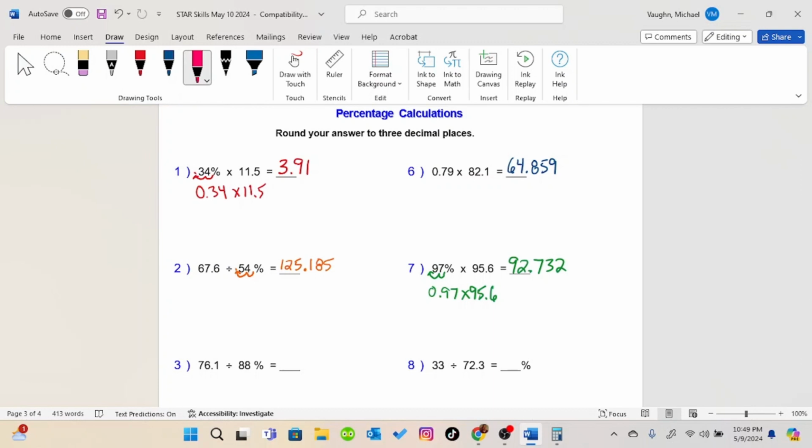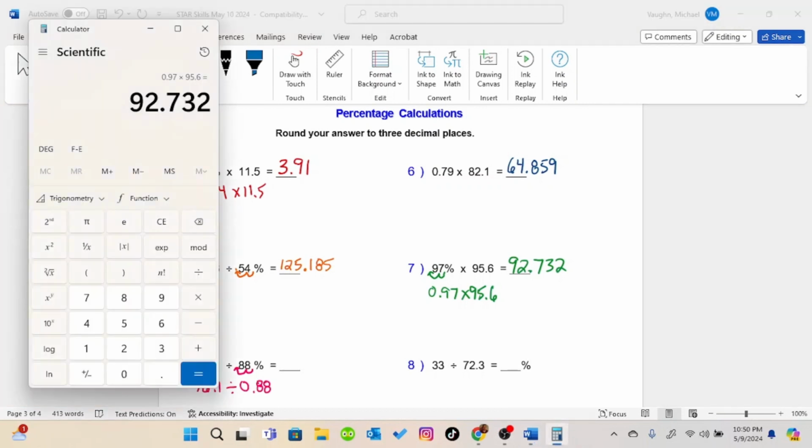Number 3. We have 76.1 divided by, we move the decimal point 2 spots, and we have 0.88. Put that in a calculator. 76.1 divided by 0.88. And rounded to 3 decimal points, this is 86.477.